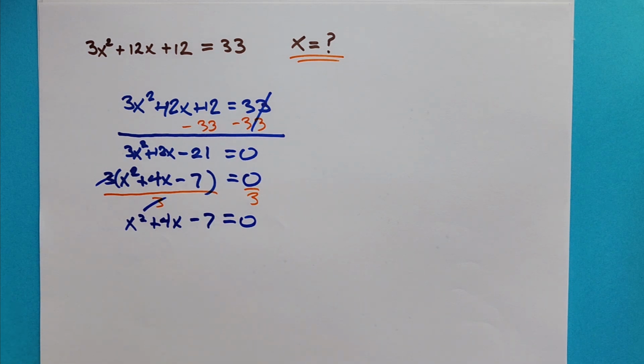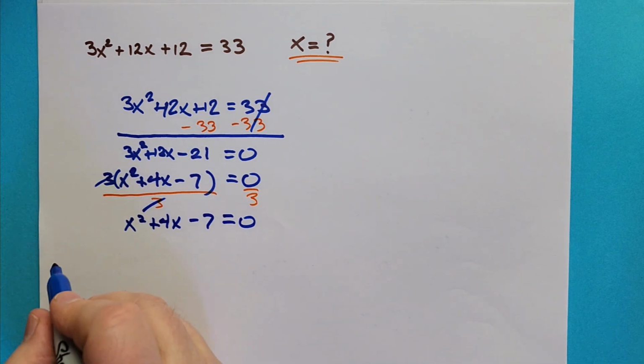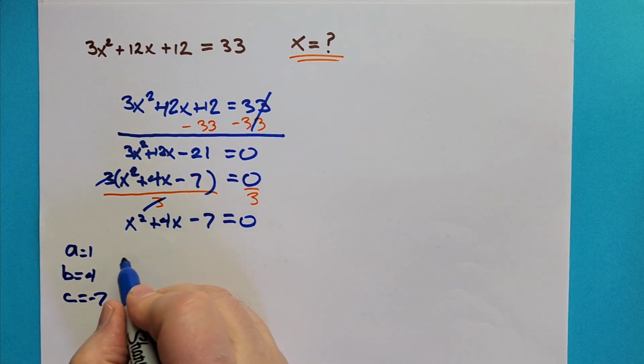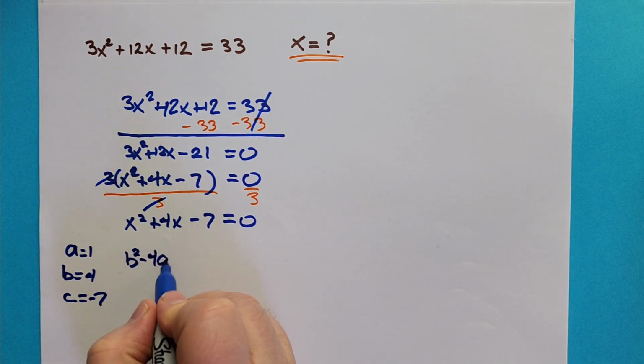And now we're ready to run the discriminant. So let's calculate the discriminant. Note that a is 1, b is 4, and c is a negative 7. So we'll calculate the b squared minus 4ac.